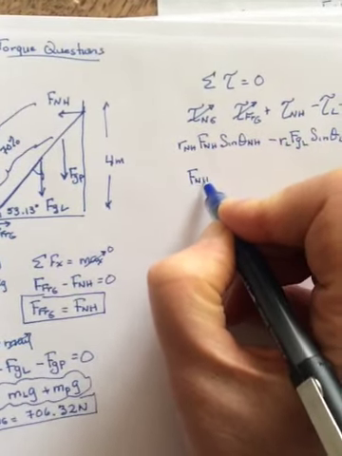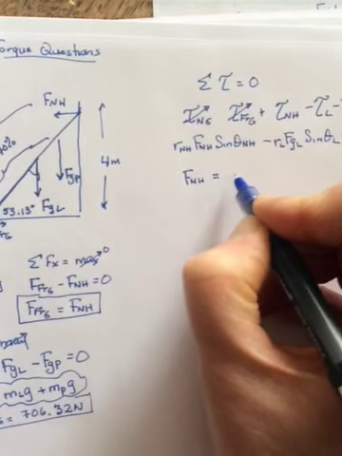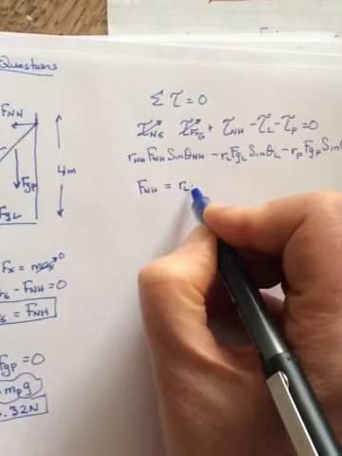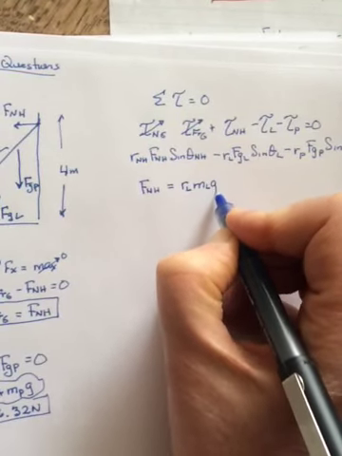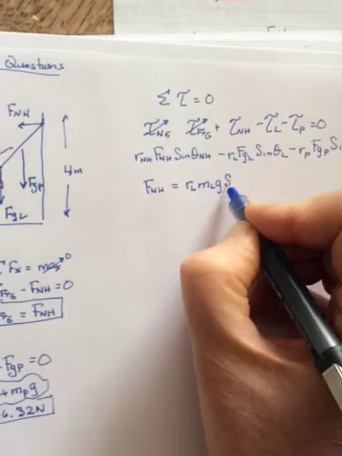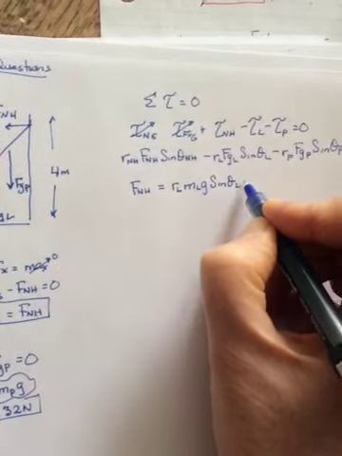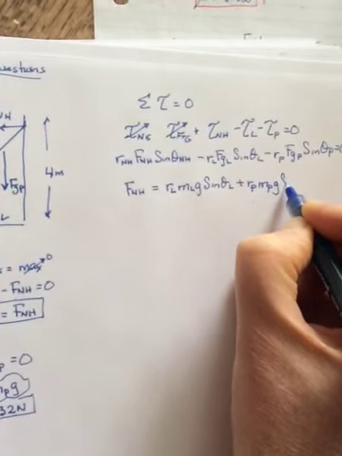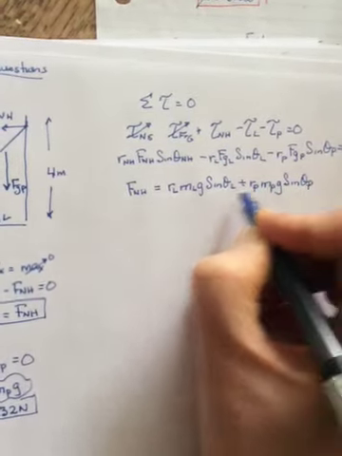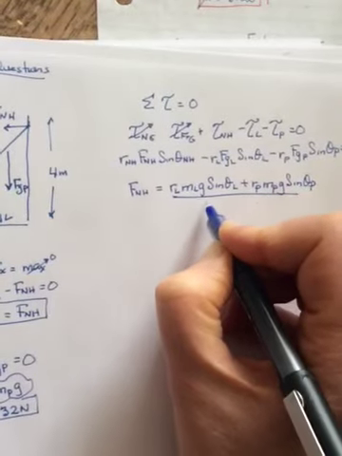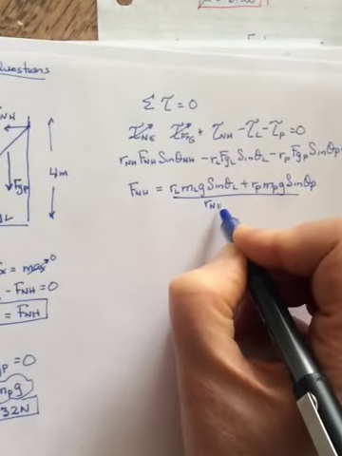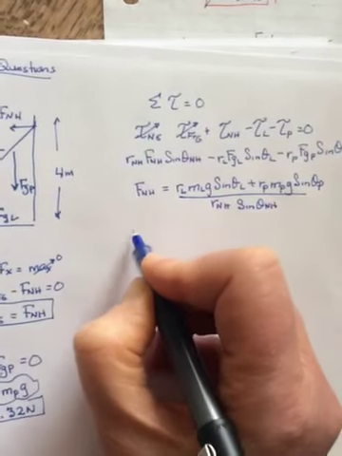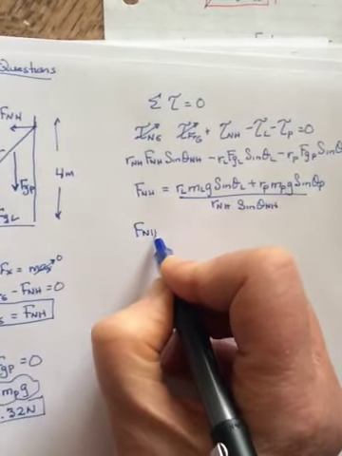So F normal of the house will be equal to, take these two guys over and they become positive, R of the ladder, M of the ladder, G, sine theta of the ladder, plus R of the person, M of the person, G, sine theta of the person, and then divide by R normal of the house, sine theta normal of the house. Okay, and so you can fill your numbers in.